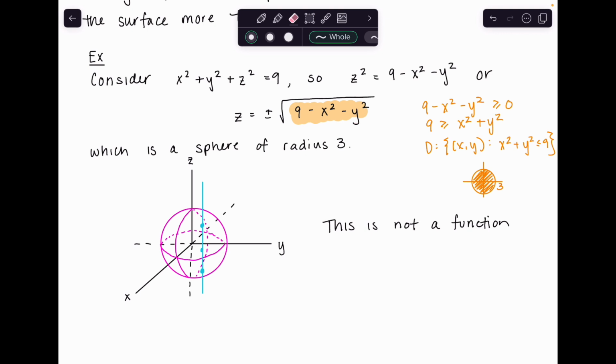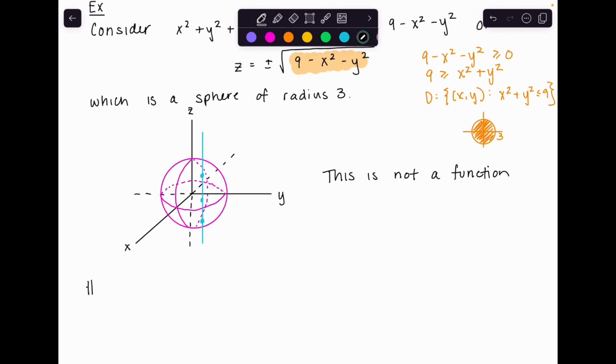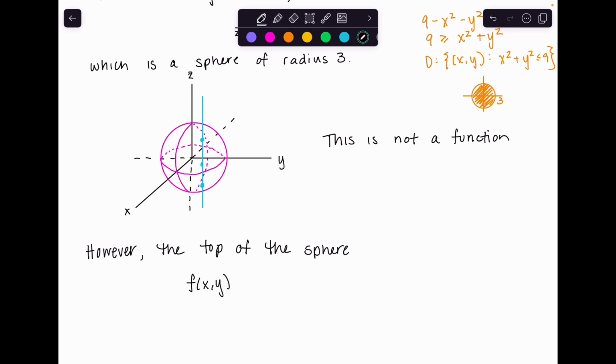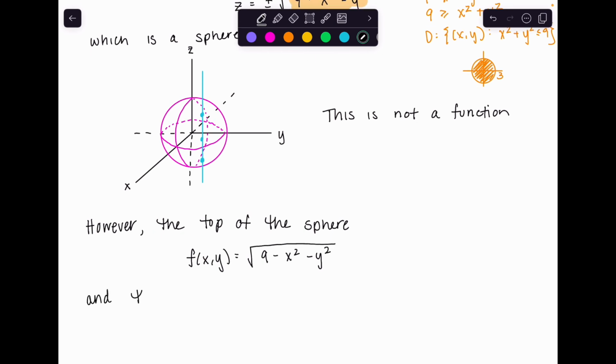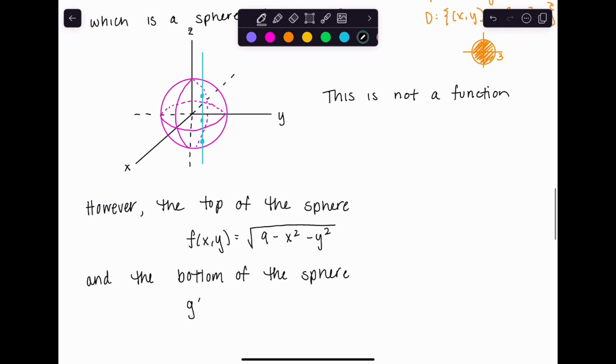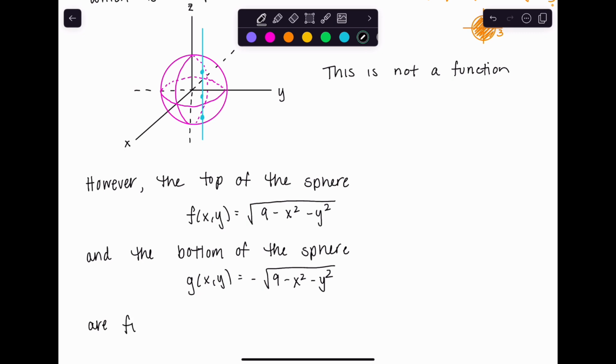So although the full sphere is not a function, however, the top of the sphere, which is f of x y equaling the positive square root of 9 minus x squared minus y squared. And the bottom of the sphere, which I'll call g, just to label it something different, it would be the negative square root of 9 minus x squared minus y squared. These are functions.